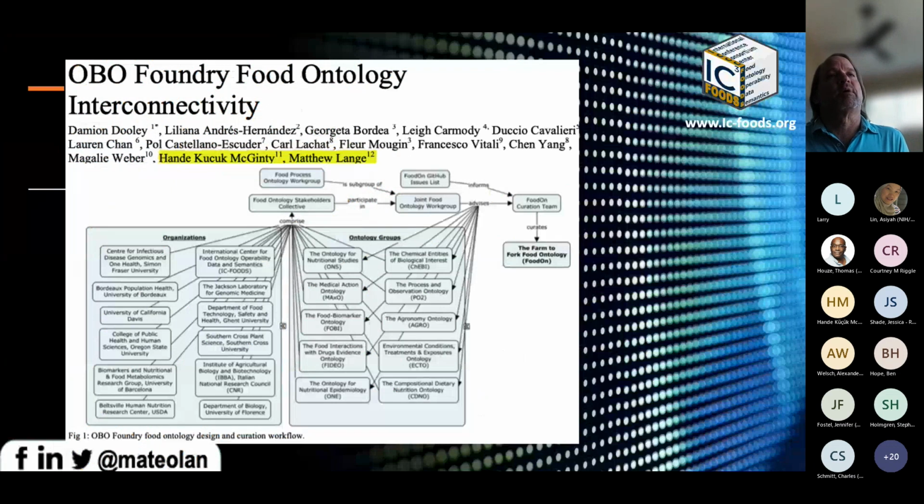Just to highlight a little bit further, this is a recent paper. It's still under review. I've highlighted Hande's and my names there. Note that we are co-authors on this paper, and this is really about the ontologies about food that are in the OBO Foundry, the Open Biological Ontologies Foundry. So you can see here that we've got a variety of groups, ontologies for nutritional studies, medical action, biomarkers, compositional dietary nutrition ontology, etc.